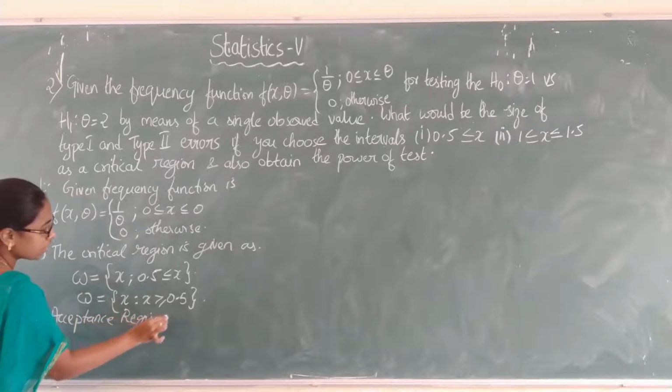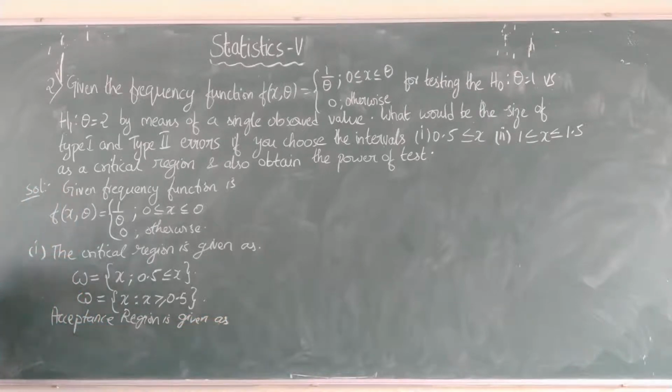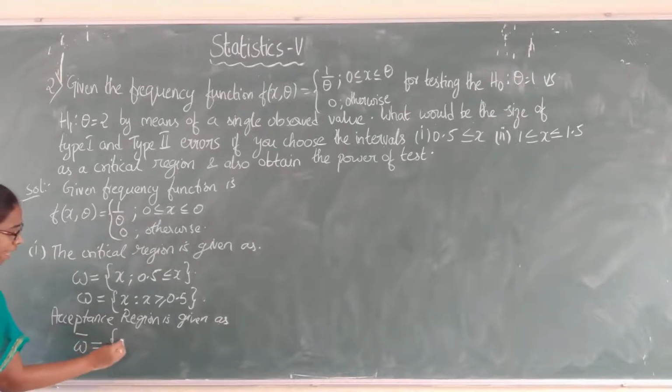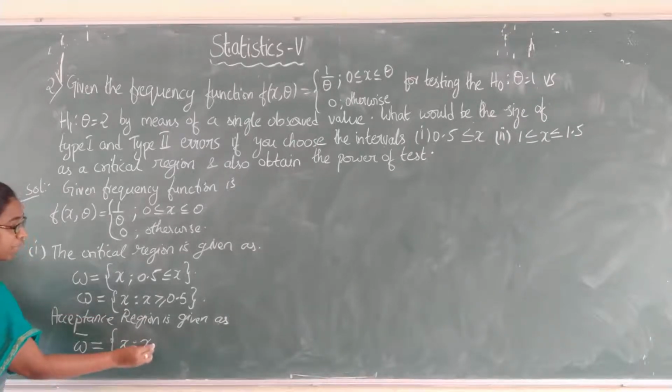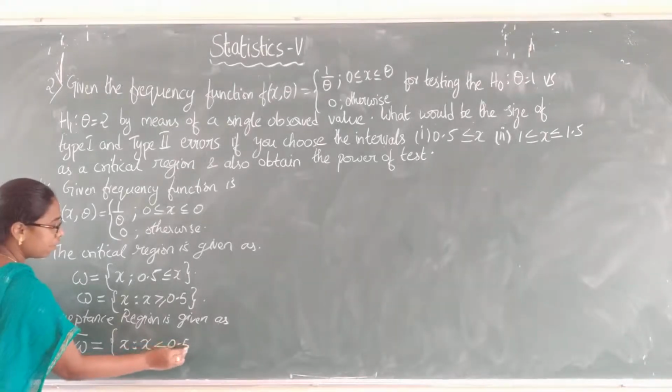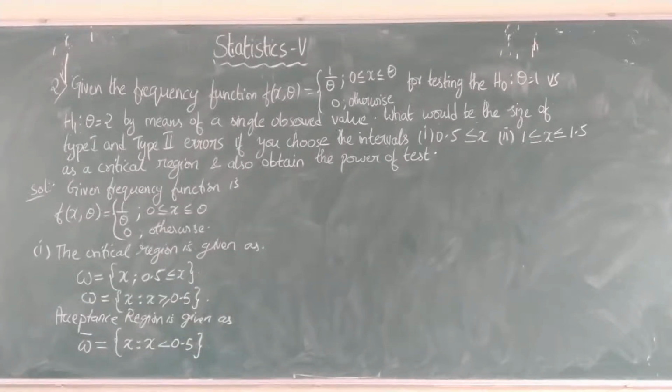So the acceptance region is given by, so how will we denote the acceptance region? Omega bar equals x values such that, here x greater than or equal to 0.5 is the rejection region. So what will be the acceptance region? x value less than 0.5. So now we got our required critical region and the acceptance region.